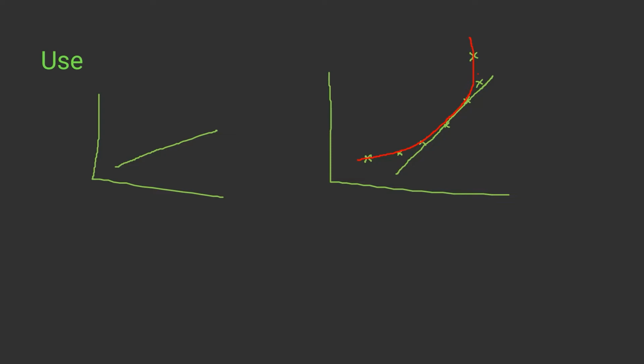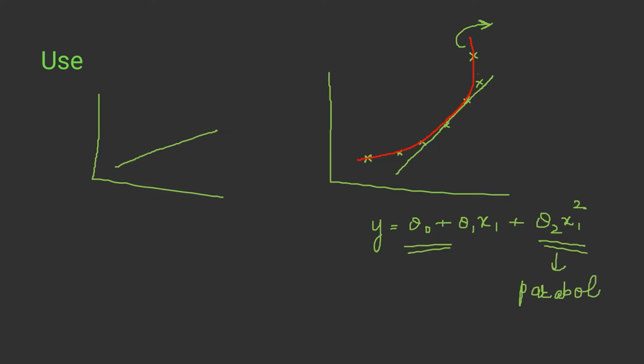Based on this hypothesis, our equation will be of the form y equals theta naught plus theta 1 x1 plus theta 2 x1 raised to the power of 2, right? This will be the equation of this particular hypothesis, and this theta 2 x1 square part is involved for the parabolic function of our hypothesis.